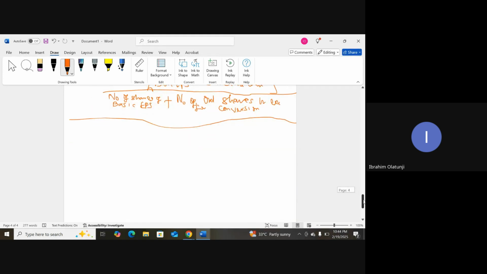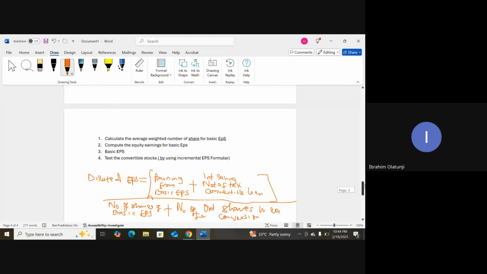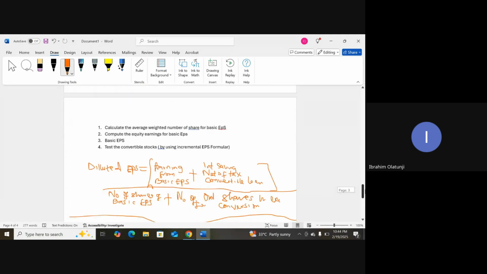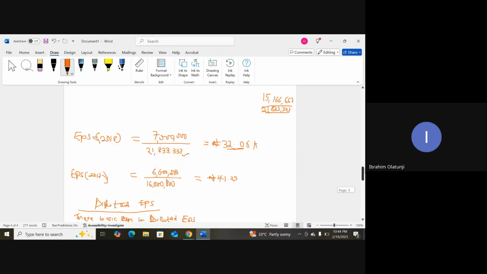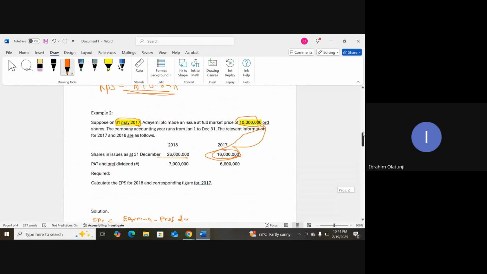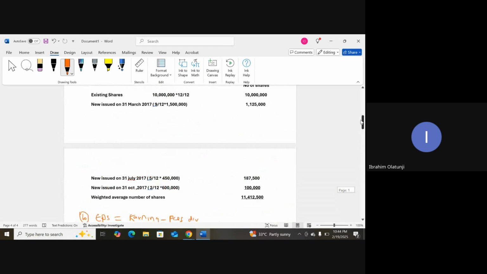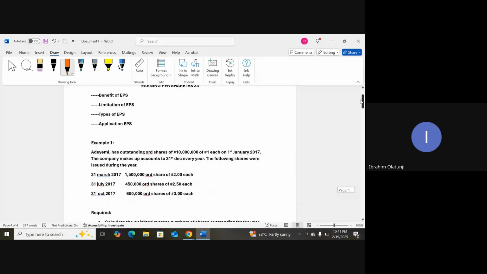So this incremental EPS formula is what I need to explain most. We need to continue from where we stopped. From the beginning we covered the benefits of EPS, the limitations of EPS, the types of EPS, and the application of EPS, before we move to the calculation part. So any questions so far?